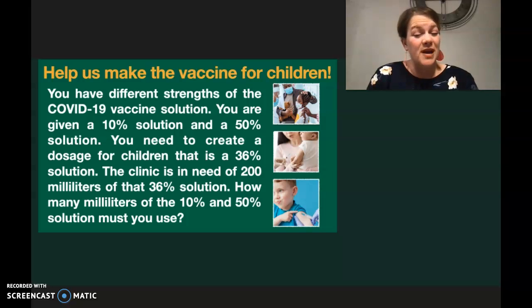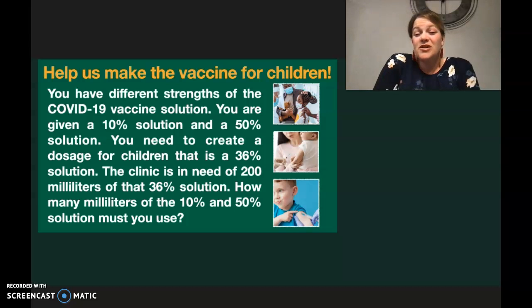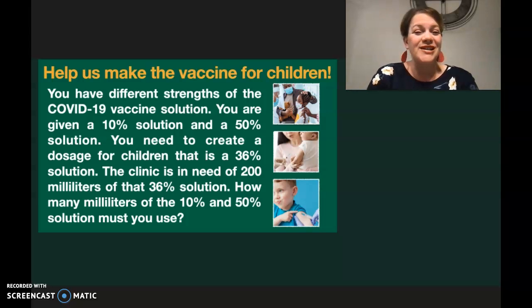So remember, we're making the dosage for children of the vaccine, and it is important to mix it properly so that we do have the 36% solution in the end. I'd like you to go back to your breakout rooms. I'll put in the chat those 3 solutions, and I want you to figure out which one is correct and why. On your marks, get set, go.